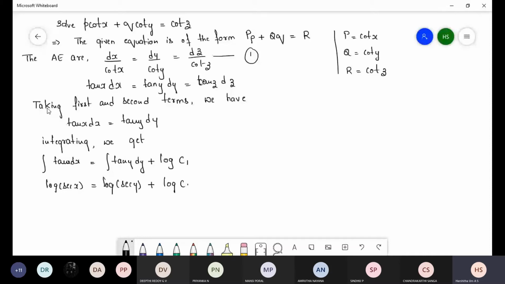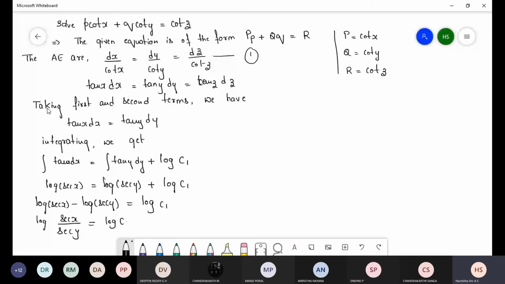Log of secant x I write as it is. I shift this log of secant y to the left side. So it becomes minus log of secant y is equal to log of C1. Log of secant x divided by secant y is equal to log of C1. Log will get cancelled. That implies C1 is equal to secant x divided by secant y.